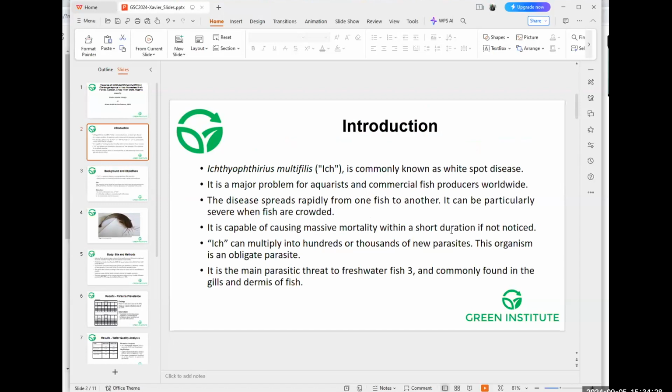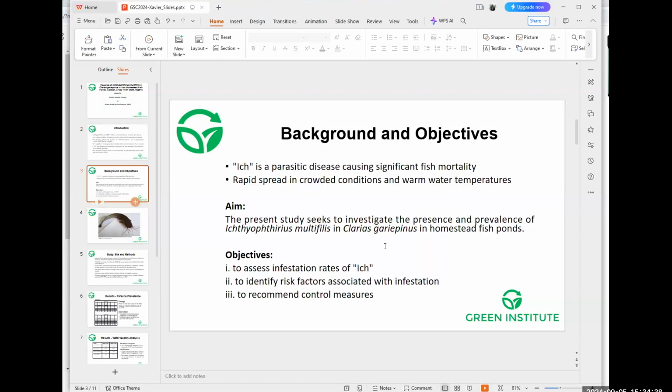This organism is an obligate parasite, and it is the main parasitic threat to freshwater fish, commonly found in the gills and the dermis of fish. Ich is a parasitic disease causing significant fish mortality and spread in crowded conditions and warm water temperatures.